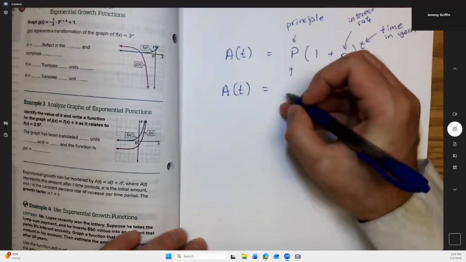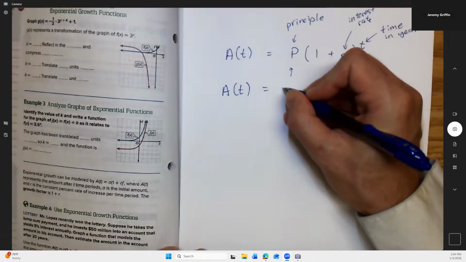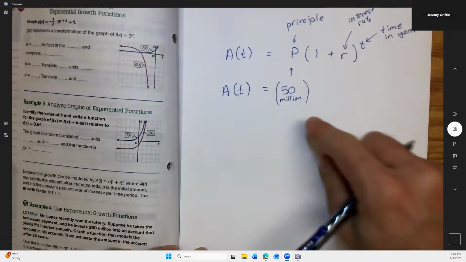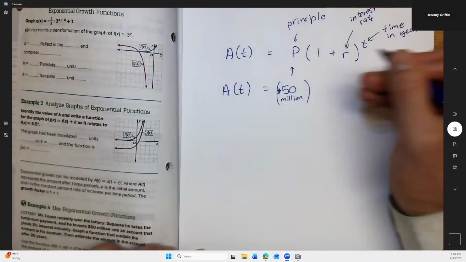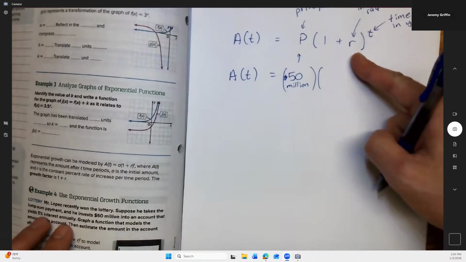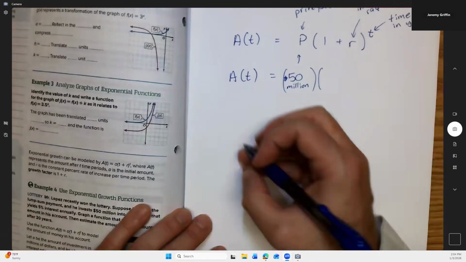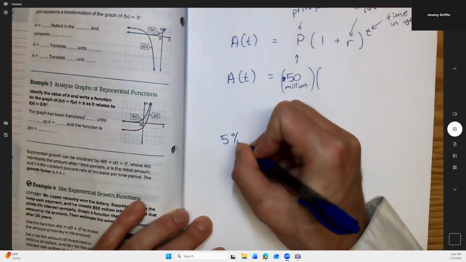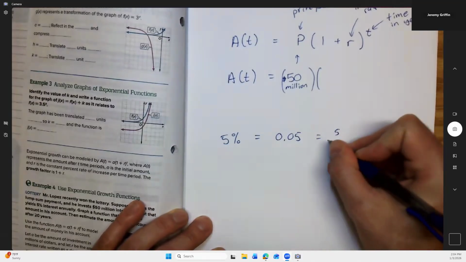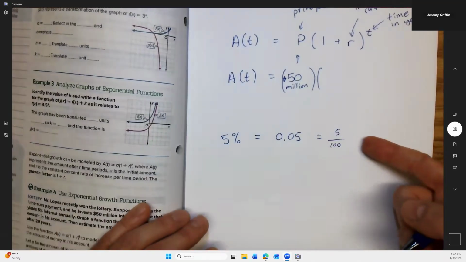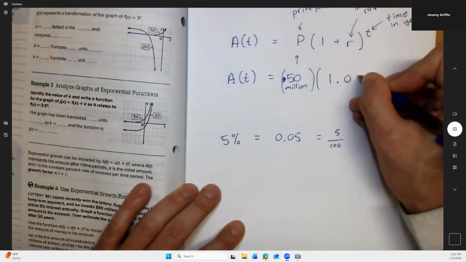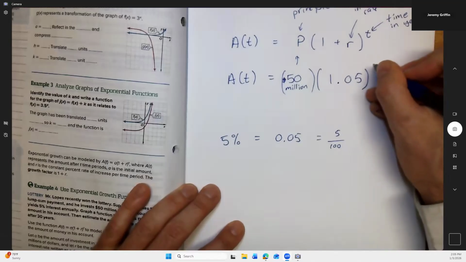So in place of the principal, we're going to put $50 million. I'll just spell out the word million; you could tag 6 zeros onto that. You guys get the idea. $50 million. Cha-ching. And then 1 plus the interest rate. The interest rate, remember, was 5%. Guys, percent as a decimal: 5% is the same thing as 0.05, as in 5 over 100. That's what percent is, literally per 100. So 1 plus 0.05 is 1.05.